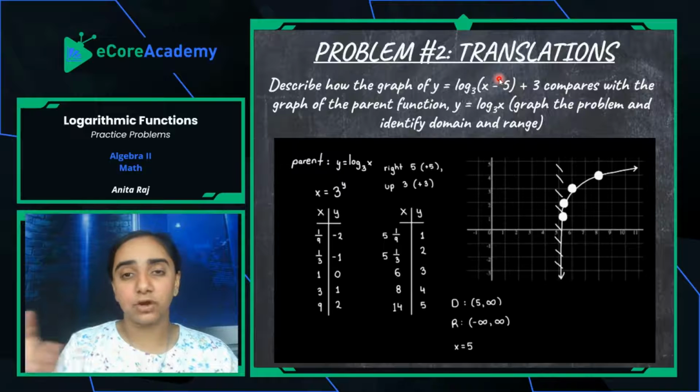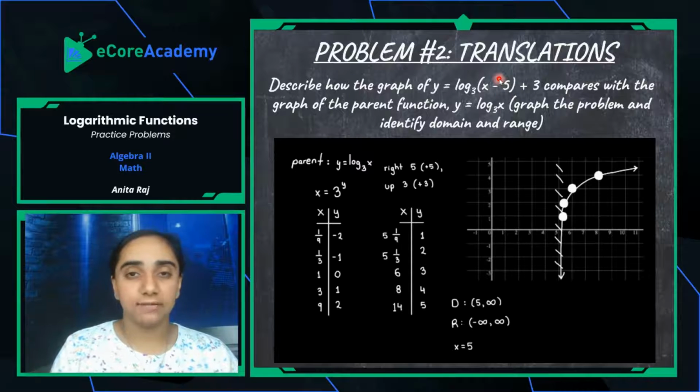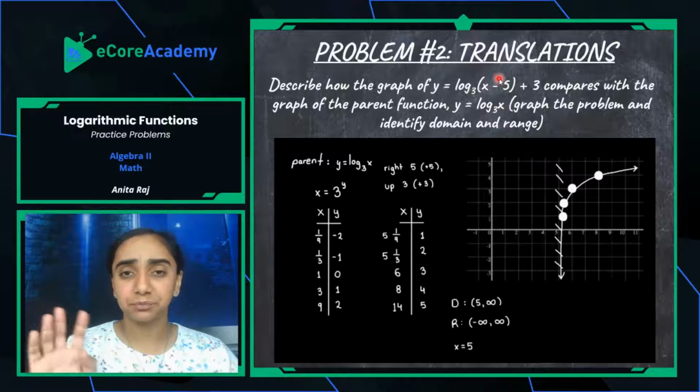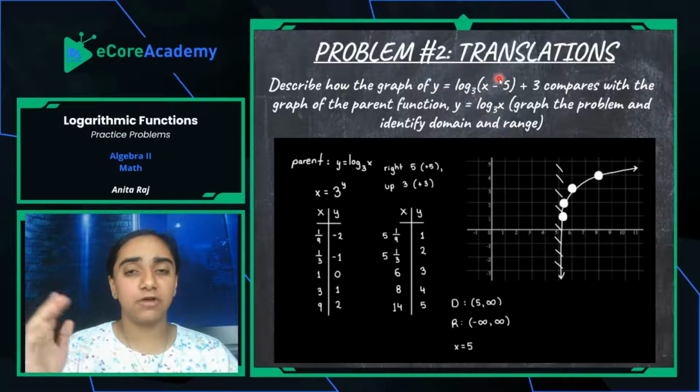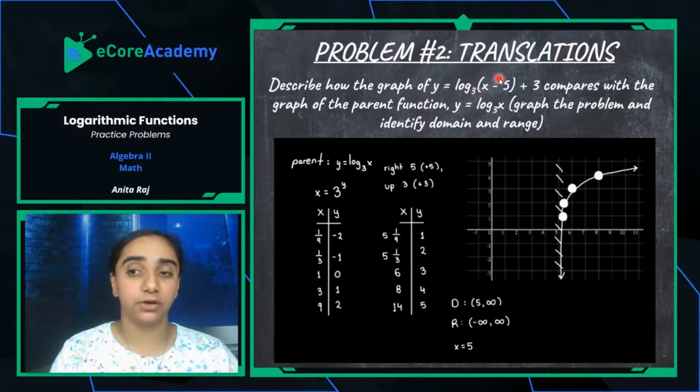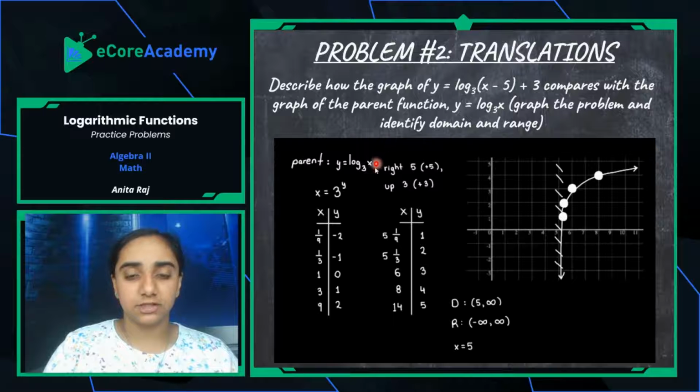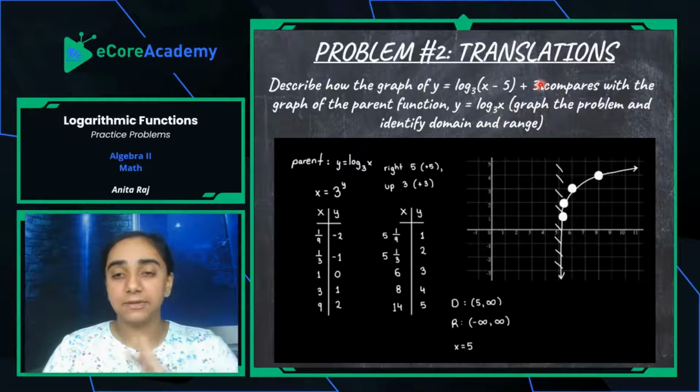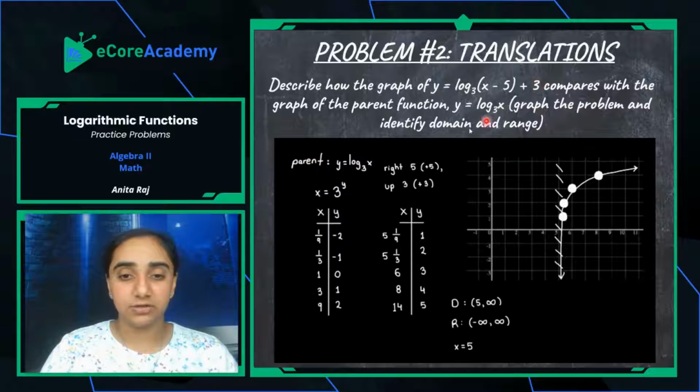H, remember, moves our graph to the right or to the left, so horizontally along the x-axis. And then k moves our graph up or down along the y-axis, so vertically. So what we're going to do first is we're going to take the parent function, which is y equals log base 3 of x, without that 5 or that 3, without any translations.